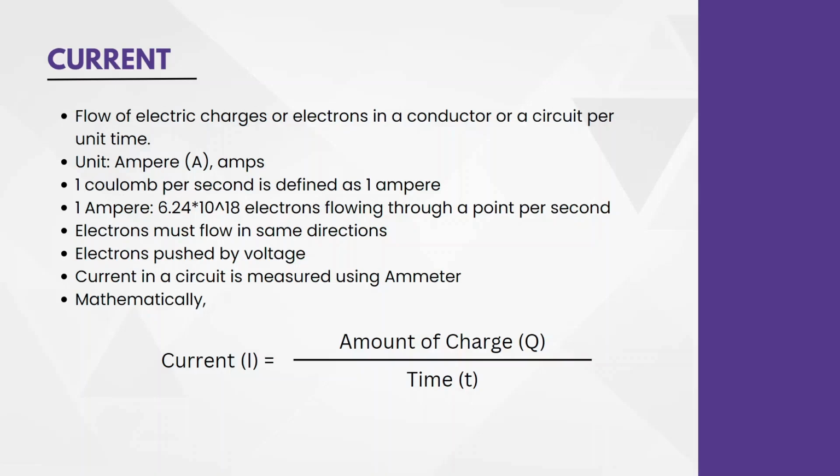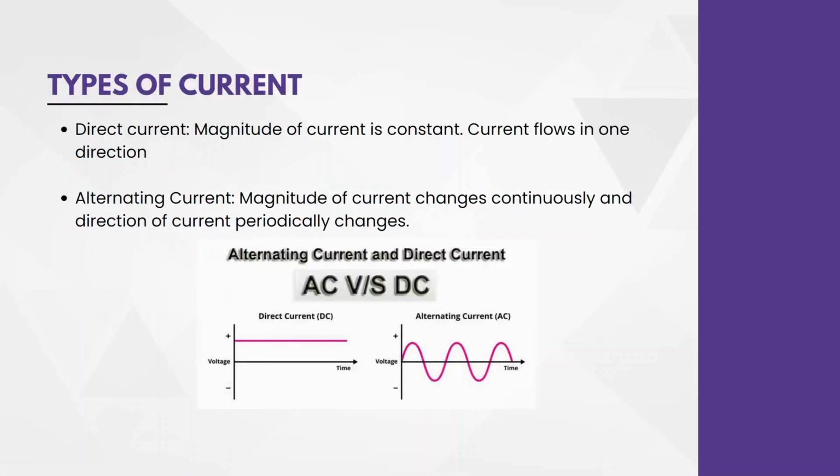We measure current in a circuit using an instrument called as ammeter, and mathematically we can write current to be the amount of charge divided by time. While talking about current, we will mainly be dealing with two types of current, that is DC and AC. DC is also called as direct current and AC is called as alternating current.